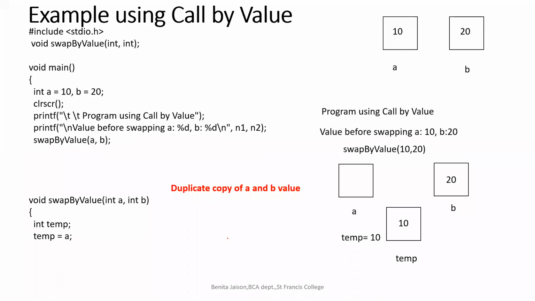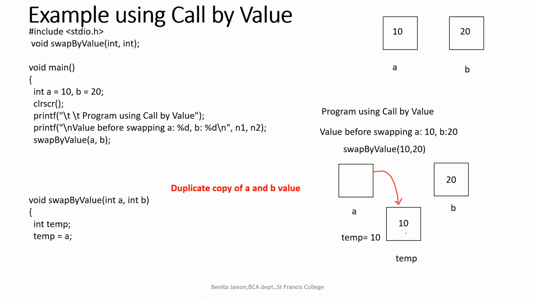Now I am copying the value of A to temp. Actually, when we copy the value of A to temp, this value of A will still be there, but I am just showing it is not there now. We copied the value of A to temp. So now we have a duplicate value, we are storing the value of A in a variable called temp.